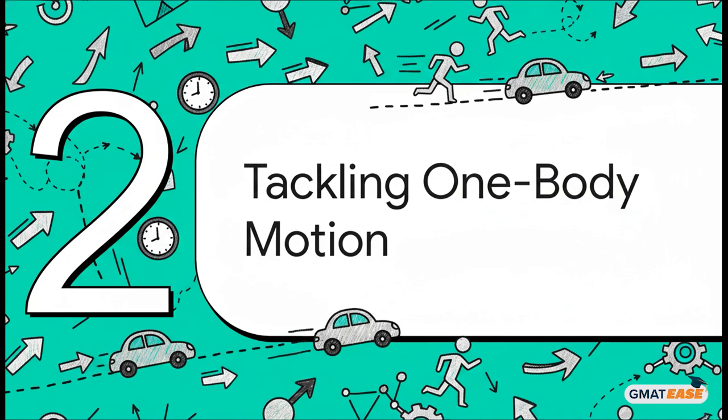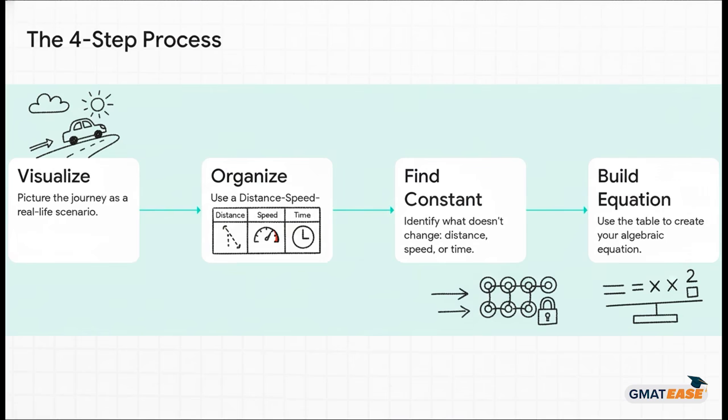These are probably the most common type you'll see, and lucky for us, there's a really clean, structured way to solve them every single time. It's really just a 4-step process. First, just visualize what's happening to make it feel real. Step 2, you organize everything you know into a simple little table. Now, step 3 is the secret sauce. You find the one piece of information that doesn't change in the problem. And finally, you use that constant to build your equation.